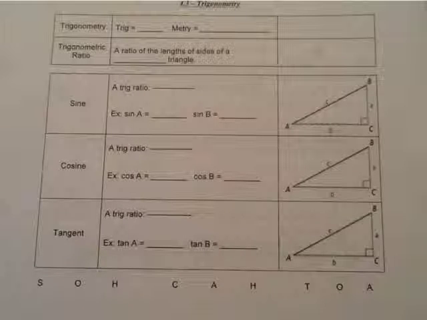In your 4.3 notes, we're going to fill in some important vocab before we get started. Look at this top section. Trigonometry. Essentially, trig means triangle, and metry means measure. So it's kind of like the measures of triangles. A trigonometric ratio is a ratio of the lengths of the sides of a right triangle.